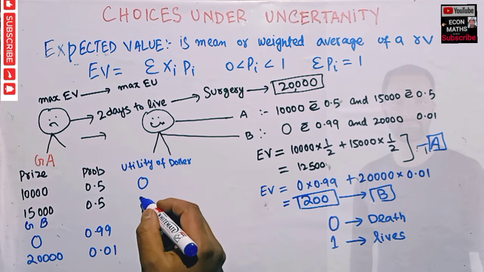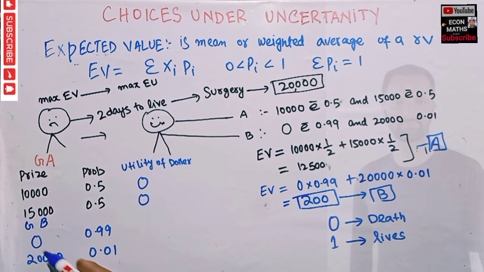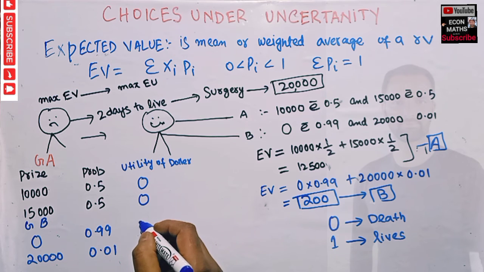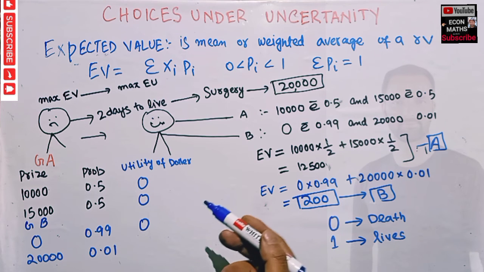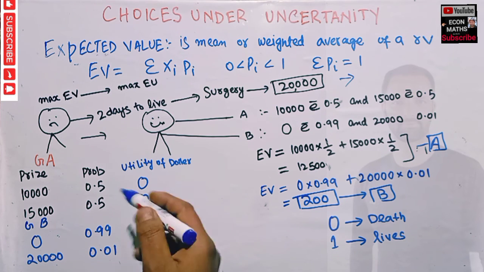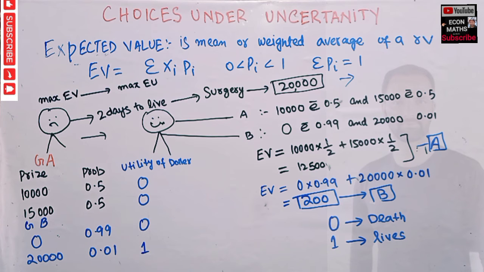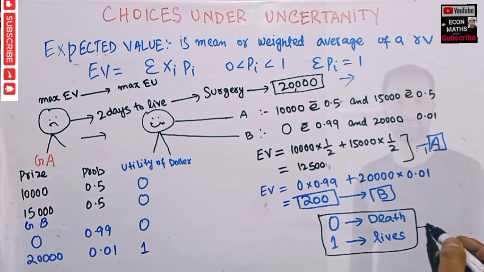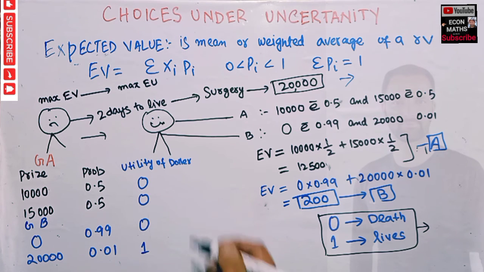Similarly, if he receives 15,000, he will also die here. If he receives nothing in gamble B, the utility of the dollar will be 0. What is the utility here? The utility is that he should live. In this case, the utility is 1, in the last one. Since we are not given a utility function, I have defined these things here. That means if we call the utility of death 0 and the utility of life 1, we will be able to find the expected utility then.